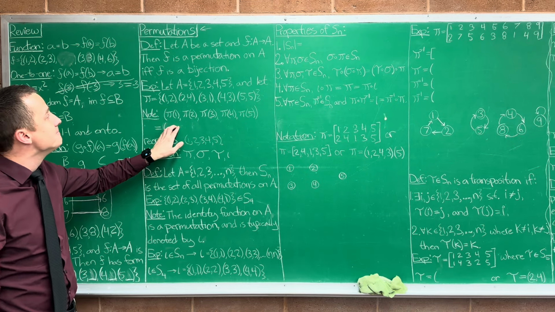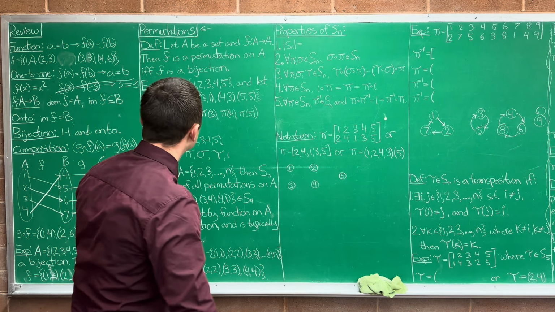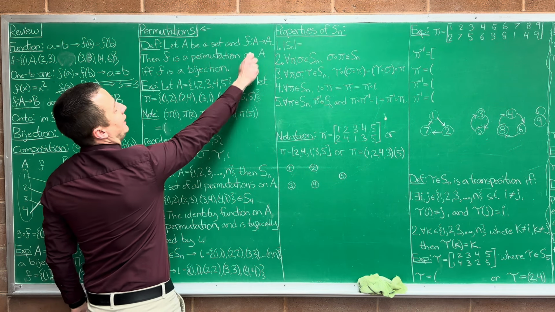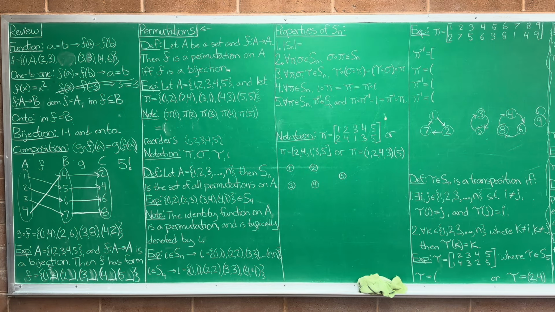So don't forget that. Okay, so what is a permutation? Let A be a set and F be a function from A to A. Then F is a permutation on A if and only if F is a bijection. It's exactly what we were talking about down here. Permutation, it's a bijection on the set A. That's a permutation on A. That's it. Nothing new. Just a different terminology for something you've already covered from the previous section. So pick some set A.